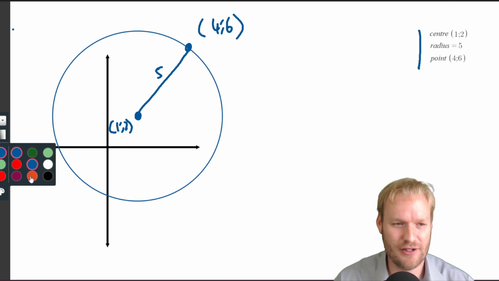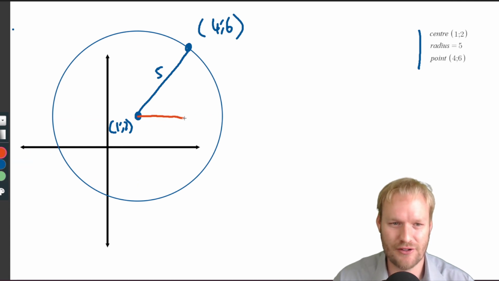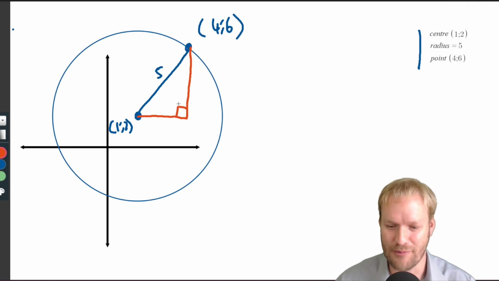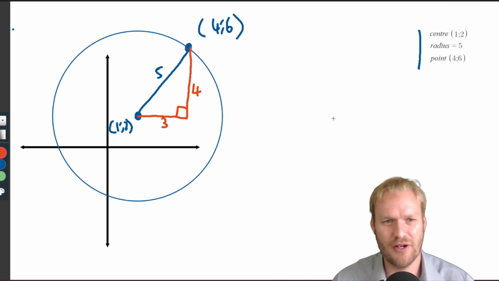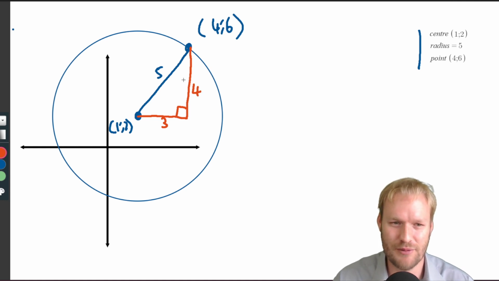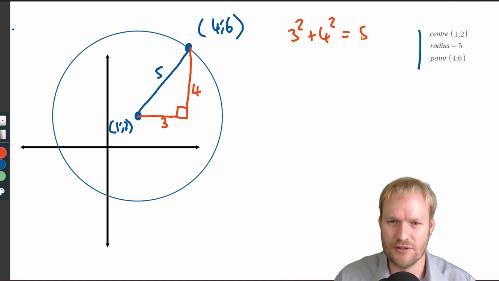Let's go back to our dear old friend Pythagoras and draw a right angle triangle here. That's how we made sense of circles, and how we've made sense of so much in this section, to be honest. Now, this x distance here from 1 to 4 is 3. And this distance here is 4. So we have a nice Pythagorean triple. 3 squared plus 4 squared gives us 5 squared. We saw that before.